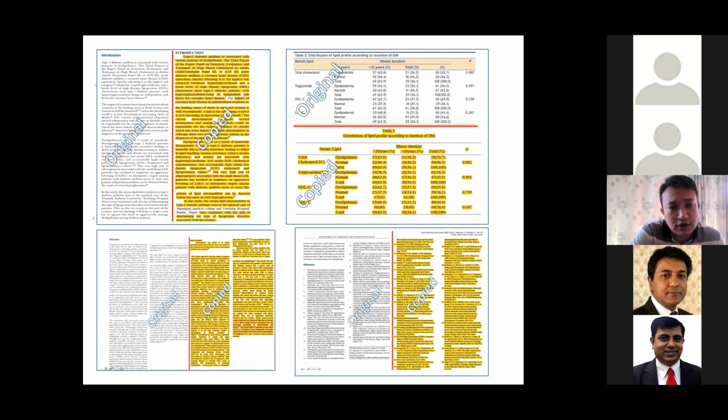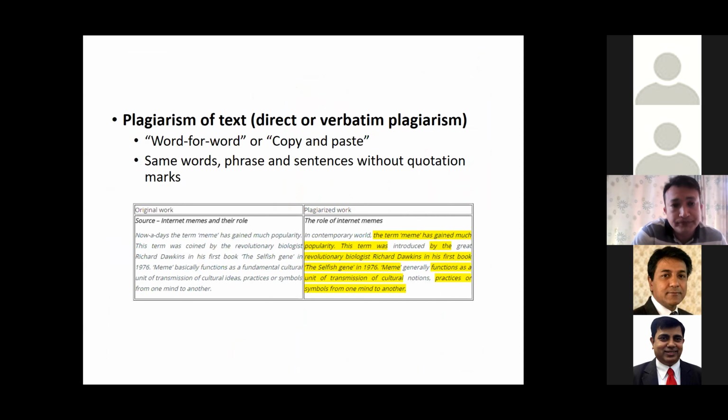So you can see in the introduction, everything is copied. In the data, both tables are the same in the original and the copied one. In the discussion, everything is the same. Even in the reference section, the number of references is the same, and the reference articles are also the same. So this is the height of plagiarism, and this is called complete plagiarism. And this is the most serious one.